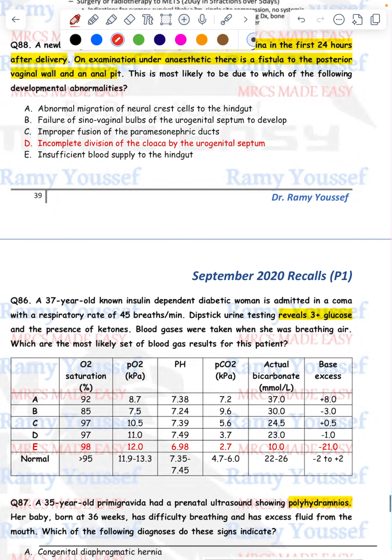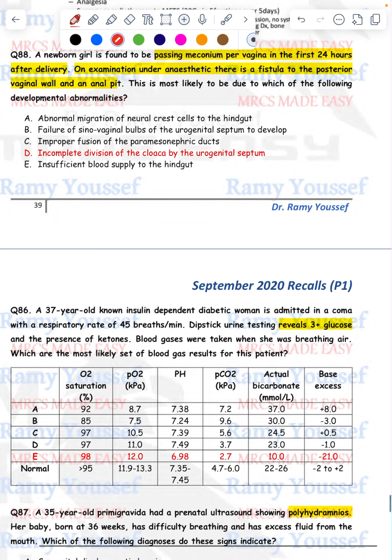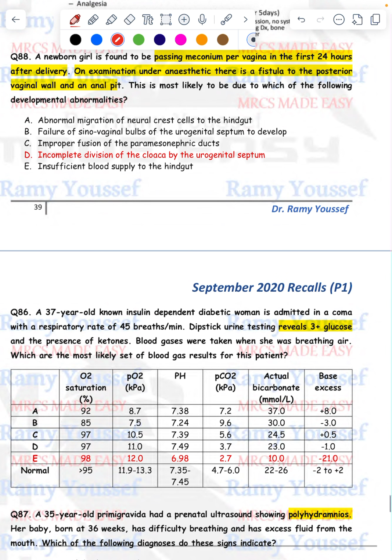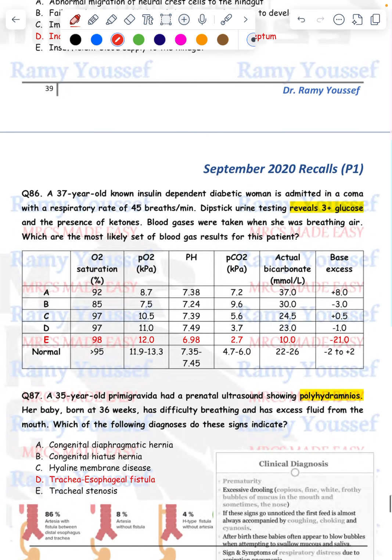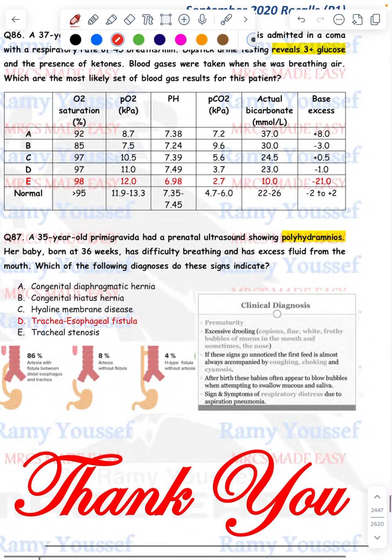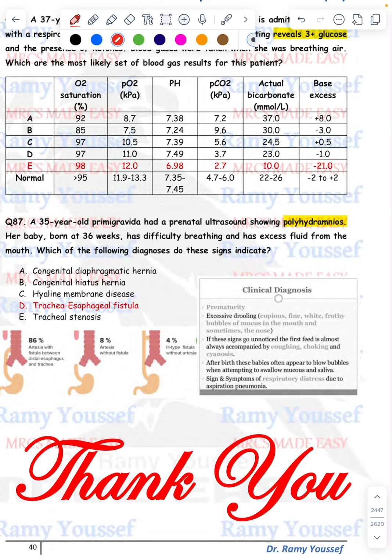A 35-year-old primigravida with ultrasound polyhydramnios. The baby has difficulty breathing and excess fluid from the mouth. Which of the following signs indicates prenatal tracheoesophageal fistula? So thank you. This is about around 100 questions.